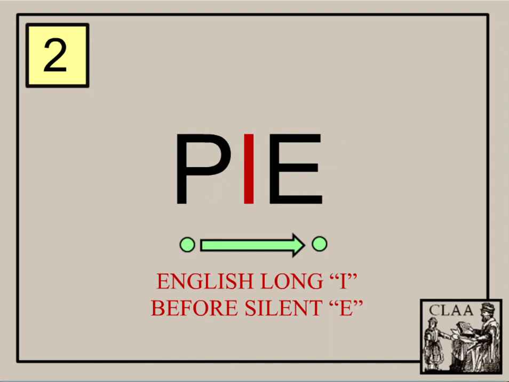In some words, you'll see that a silent E follows right after the vowel I. When you see the letter I right before a silent E, it's read with the long I sound. Let's read this word together. Pie, pie.